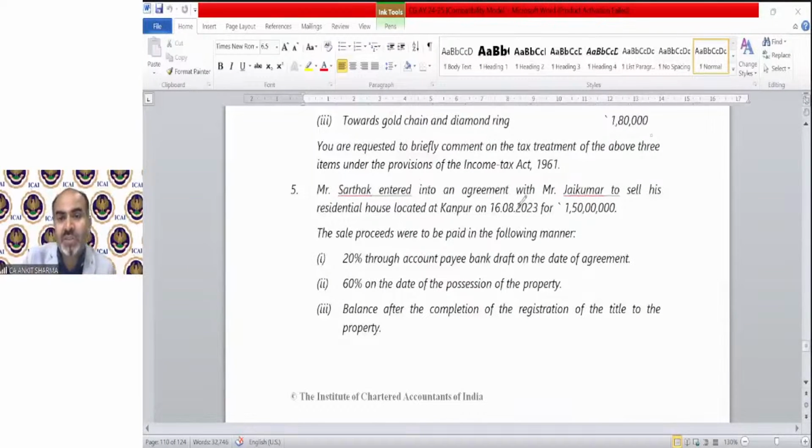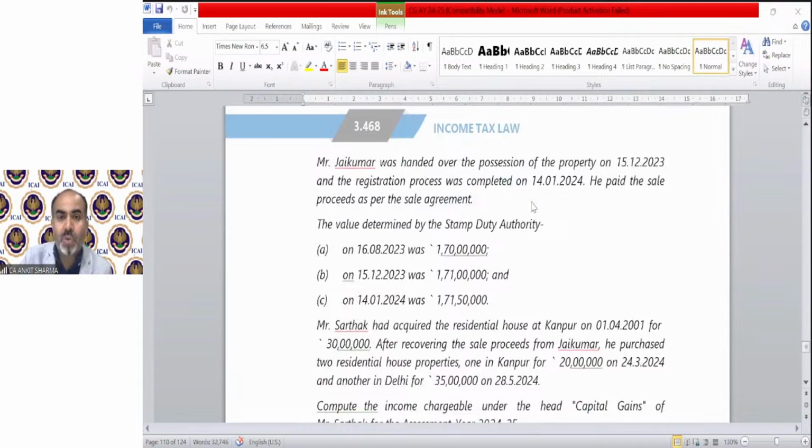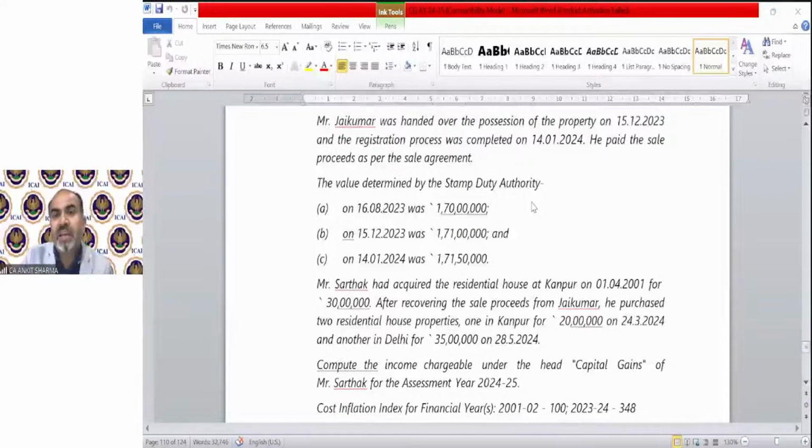So you can see Mr. Sarthak entered into an agreement to sell his property at Kanpur for 1 crore and 50 lakh rupees. Clear? Now, 16th August, value 1 crore 50 lakh. That is the consideration. Clear? The payment has been done like this. Other details have been given. So the consideration has been given in the last; the opening of the question was 1 crore 50 lakh.